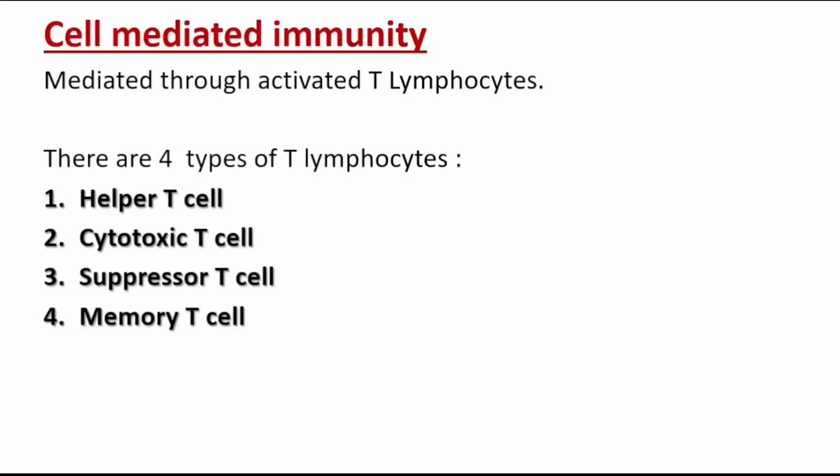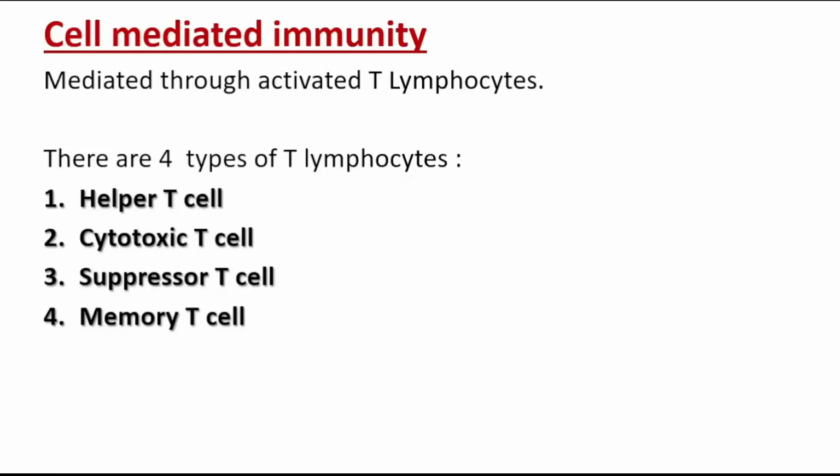After their final maturation, these mature T lymphocytes are released into the blood, and through the blood circulation they reach the lymphoid tissues like lymph nodes, spleen, etc. Once these T lymphocytes get exposed to the antigen that is specific to it, it will bind to the antigen. Once it binds to the antigen, it gets activated. So cell-mediated immunity is mediated through such activated T lymphocytes.